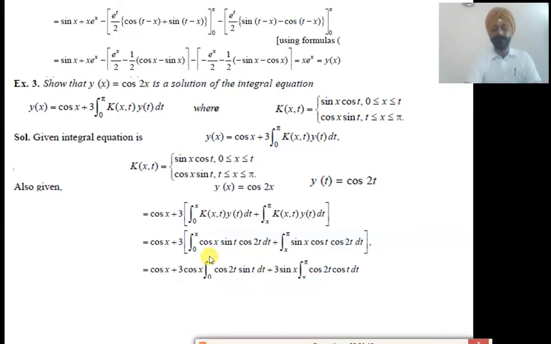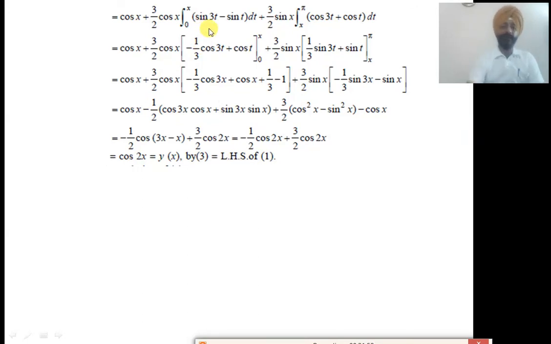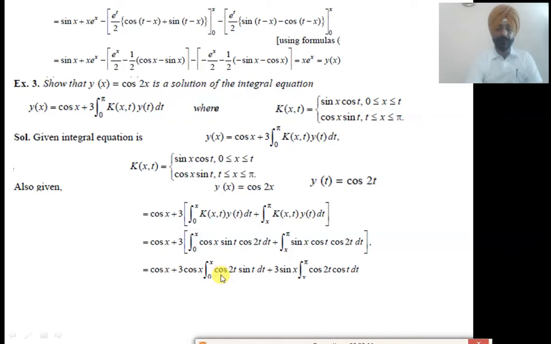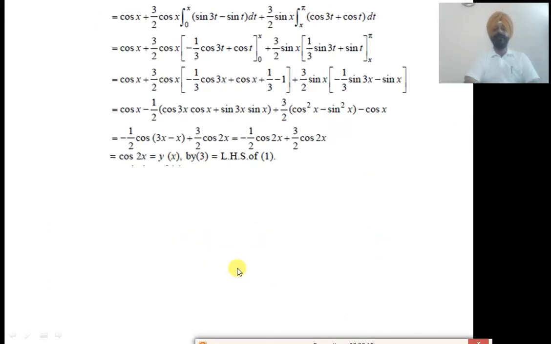Now, it is a simple integration. Cos x is constant, so I take it common. Here sin x is constant, so I take it common. The rest is simple integration of trigonometrical functions. So, students can do it very easily. Here this is multiplied and divided by 2, so 2 cos 2t sin t. When I have 2 cos 2t sin t, then the formula becomes sin(2t plus t) minus sin(2t minus t), that is sin 3t minus sin t, plus 3 by 2 sin x, and similarly here we get cos 3t plus cos t, and then by integrating, sin 3t becomes minus cos 3t by 3, and minus sin t becomes plus cos t, from 0 to x.